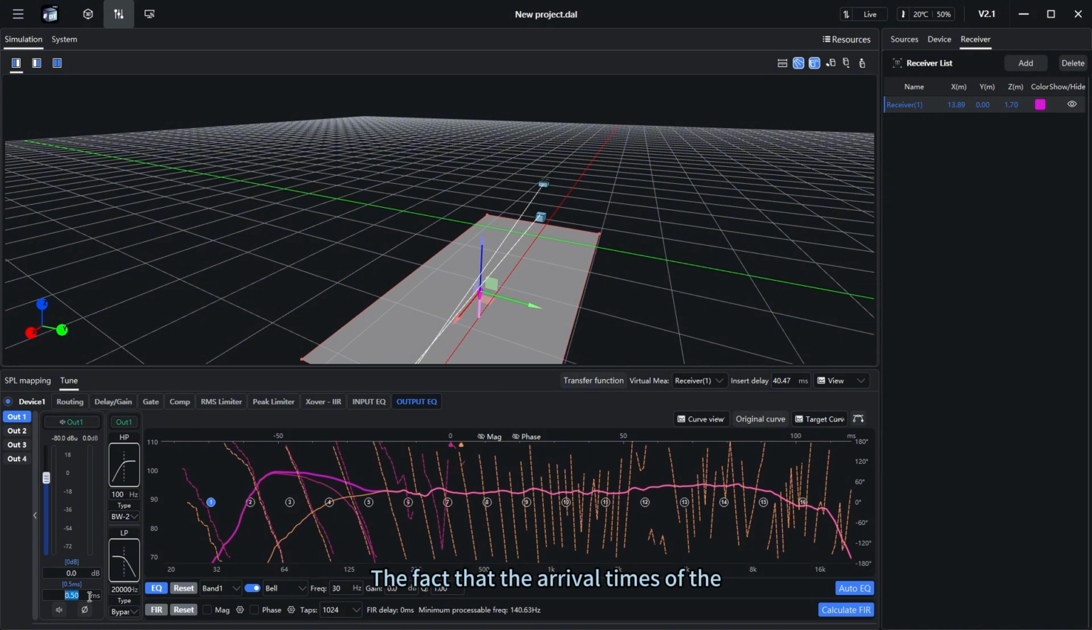The fact that the arrival times of the loudspeakers are consistent does not necessarily imply that their phase curves are coupled. Promoting phase coupling by observing phase curves and total magnitude is an indispensable method in audio system calibration.